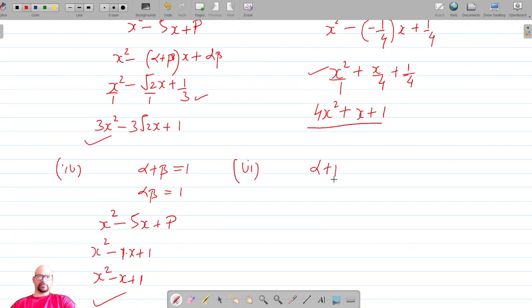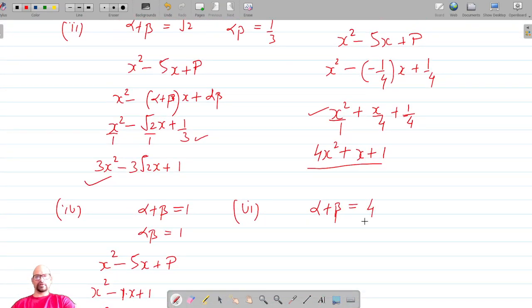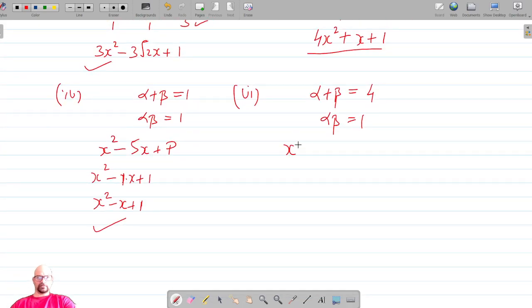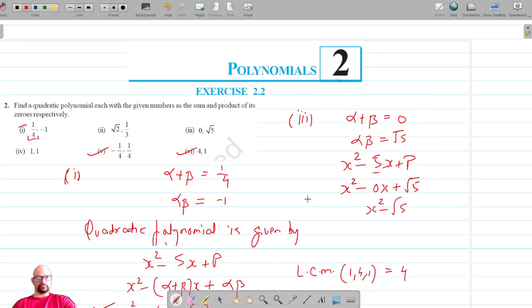So sum of the zeros, that is alpha plus beta, is 4 and alpha beta is 1, and the quadratic polynomial is given by x squared minus sum of zeros into x plus product of zeros, which gives us x squared, sum of zeros is 4 into x, product of zeros is 1. So this is the required polynomial, and we are done with question number 2 as well.